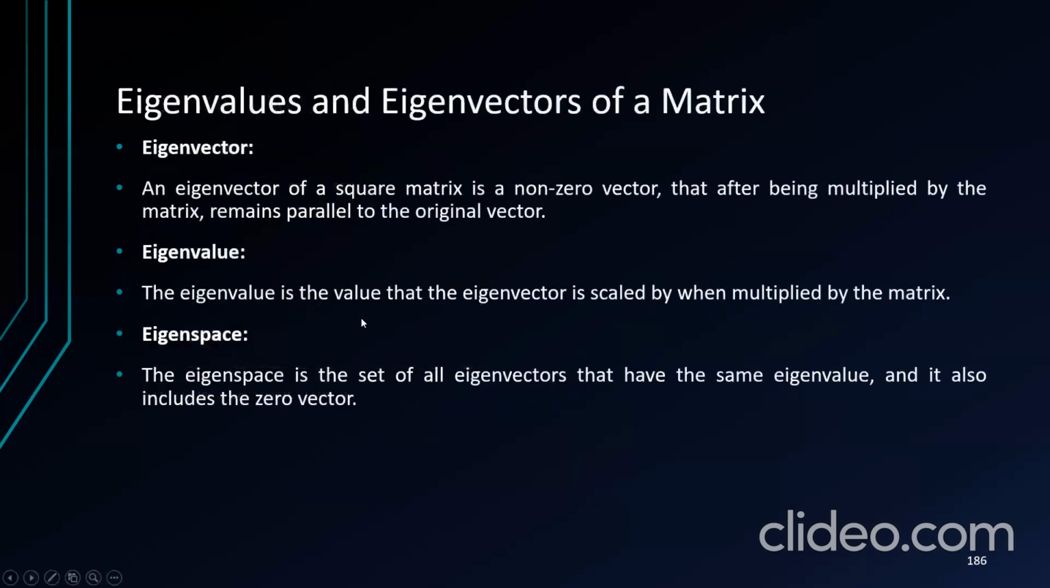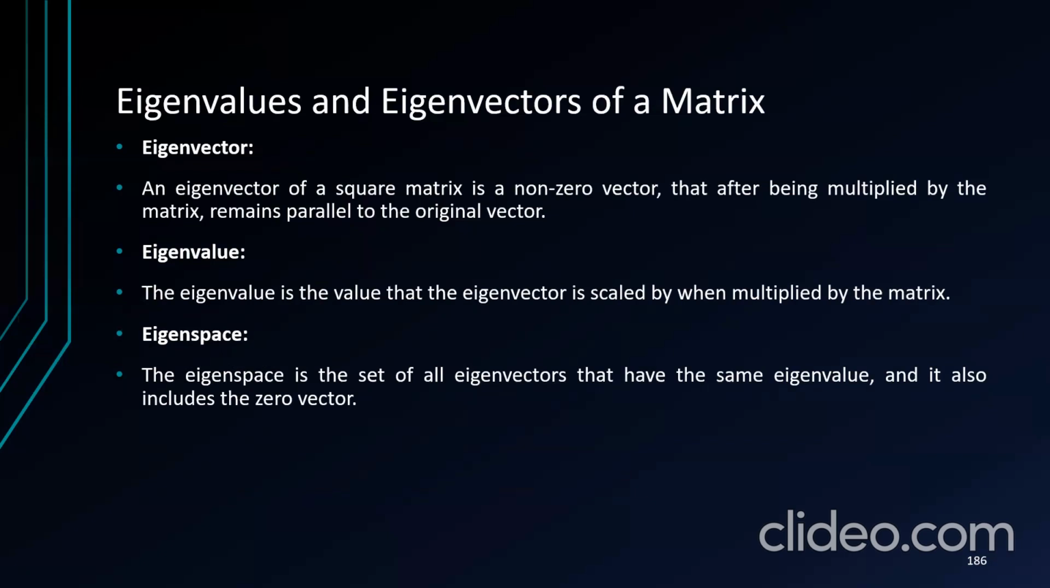Next, eigenvalues and eigenvectors of a matrix. An eigenvector of a square matrix is a non-zero vector that, after being multiplied by the matrix, remains parallel to the original vector. That is just one column or one row. It is called a vector. So the eigenvalue is the value that the eigenvector is scaled by when multiplied by the matrix. Okay? We have some examples.